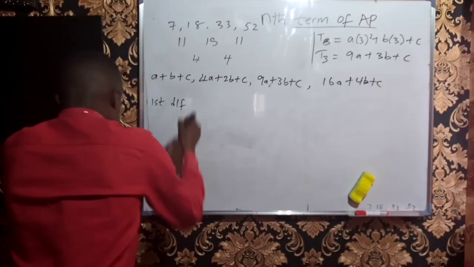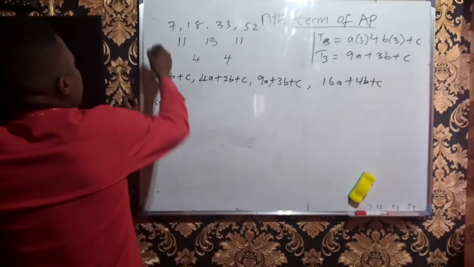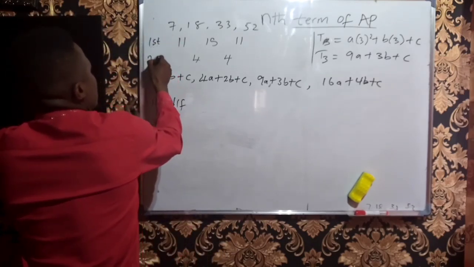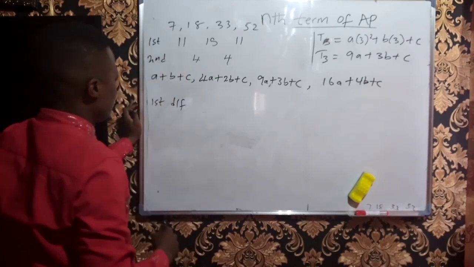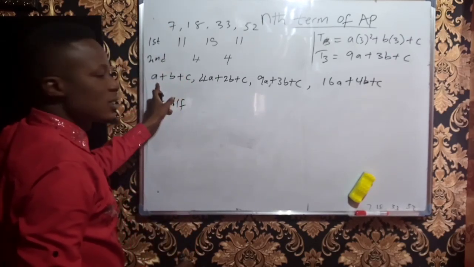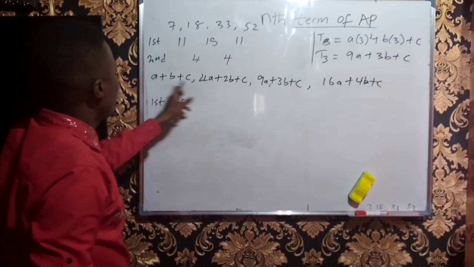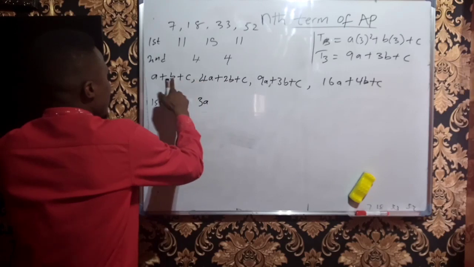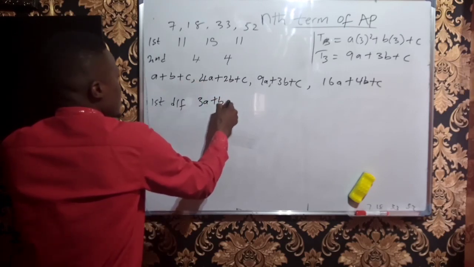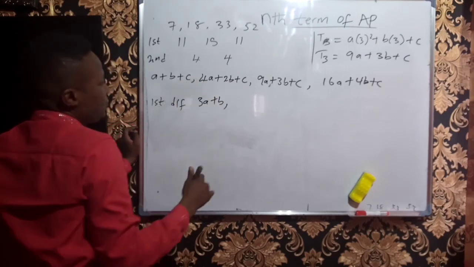First difference, just like I did here, this is the first difference and this is the second difference. This is the terms of the sequence given to us. Fourth difference, saying this minus this. To do that, 4A minus A will give us 3A. 2B minus B will give us B. And C minus C has gone.